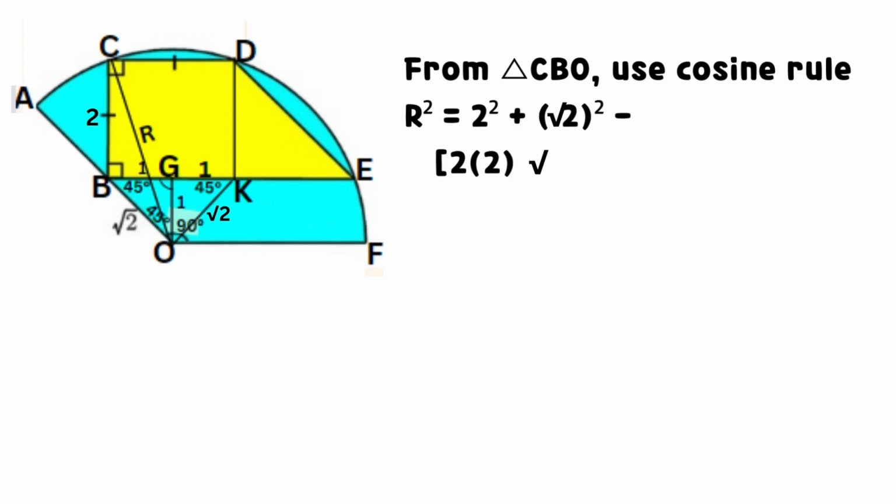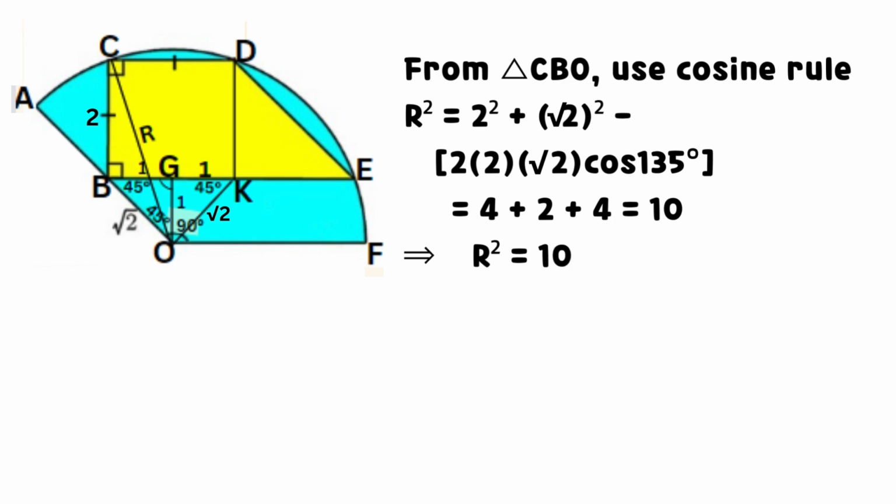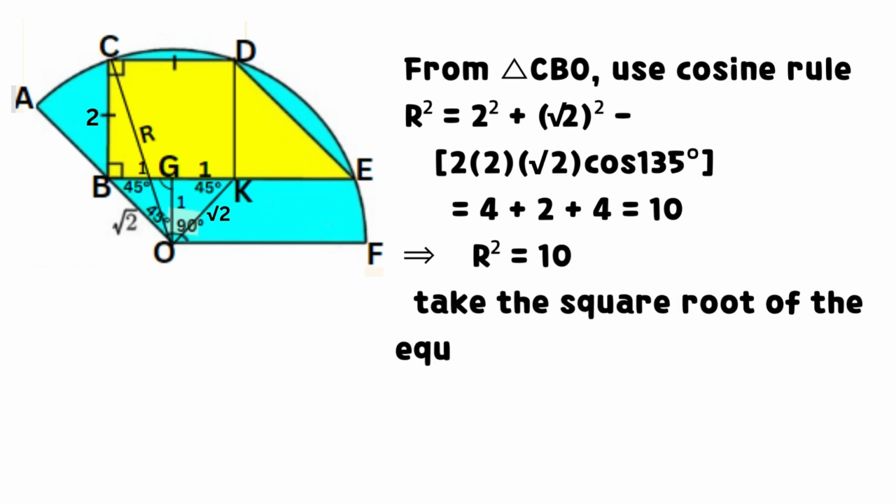From triangle CBO, use the cosine rule. The square of R equals the sum of the square of 2 and the square of the square root of 2, minus the product of 2, 2, the square root of 2, and cosine 135 degrees, which equals 10. Take the square root of the equation. It follows that R equals the square root of 10.